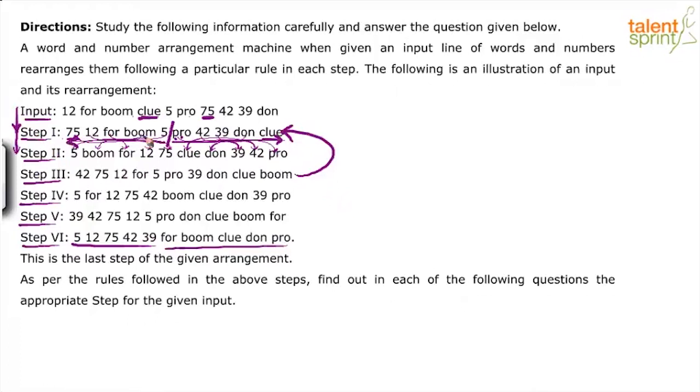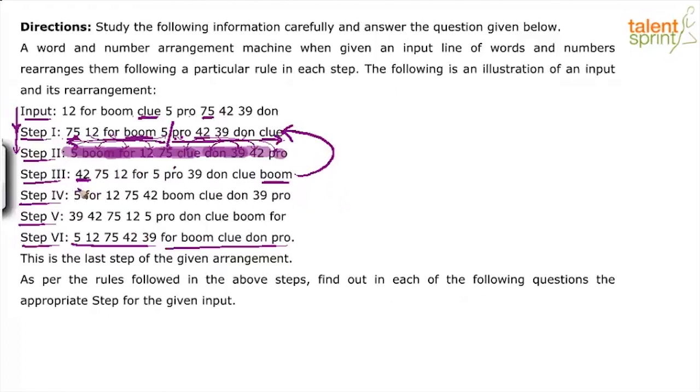What's the fourth element from left? Boom. Fourth element from right? 42. And they are moved to the extreme. So see, 42 has come here and boom has gone here. Everything else is as it is. 75, 12, 5, pro, 39, don, clue. So basically you have to forget about step 2 when you're doing step 3. Step 2, assume that it does not exist. Step 3 is being obtained from step 1.